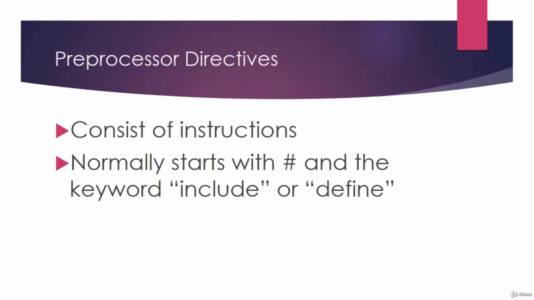Preprocessor directives: the instructions that are given to the compiler before the beginning of the actual program are called preprocessor directives. They are also known as compiler directives. The preprocessor directive consists of instructions for the compiler. The compiler adds special instructions or code from the preprocessor directives into the program at the time of compilation. The preprocessor directive is normally written with the hash sign and the keyword include or define.